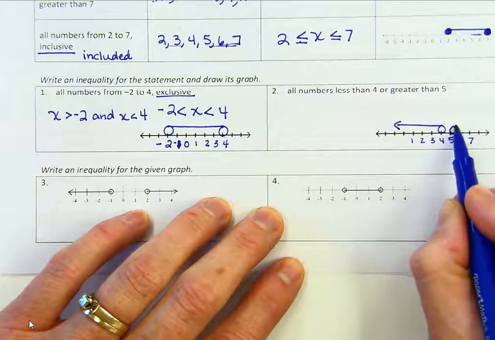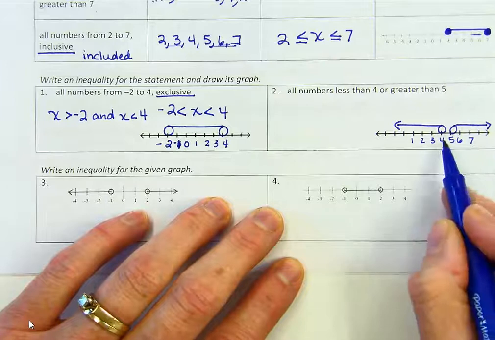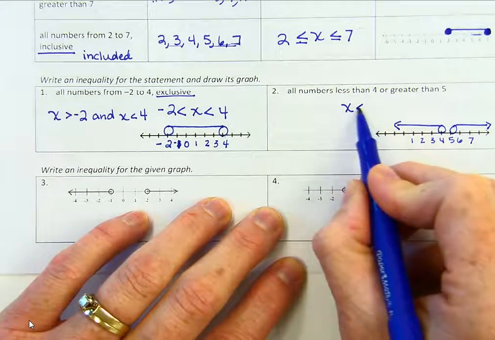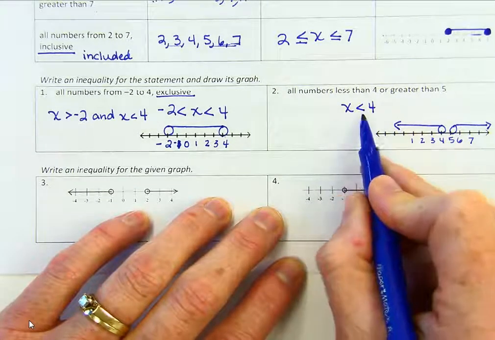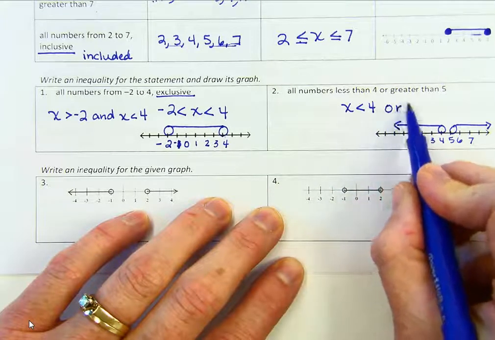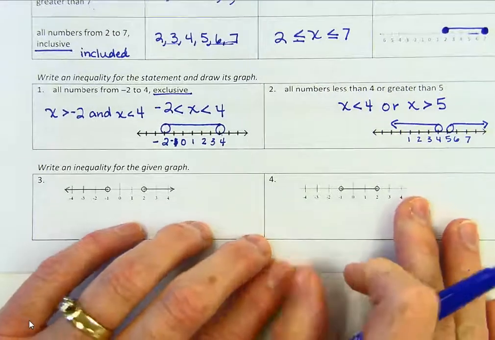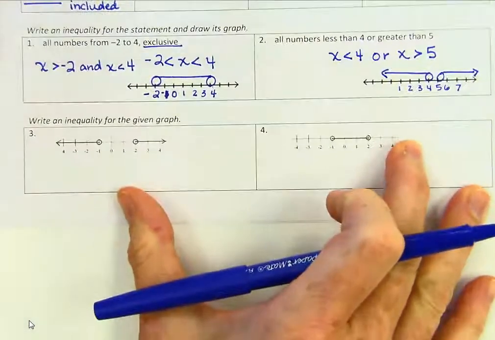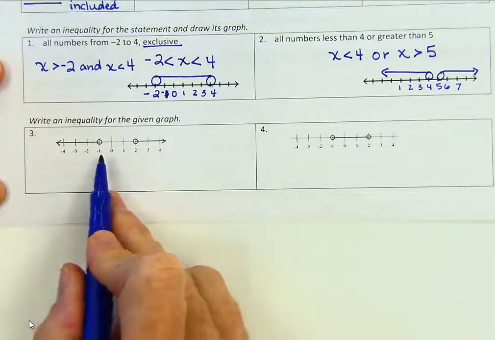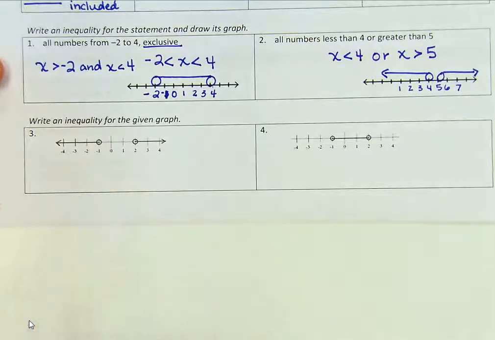This one over here, all numbers less than 4 or greater than 5, that's what the graph looks like, and this is the way it would translate. X is less than 4 or x is greater than 5. Now, the next part gives you a graph, and then from the graph, you have to write the inequality. So pause the video and try this one.